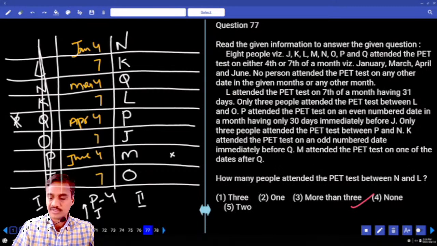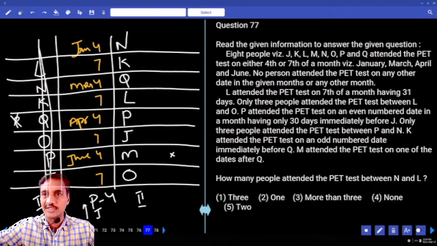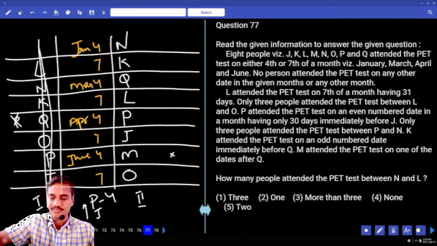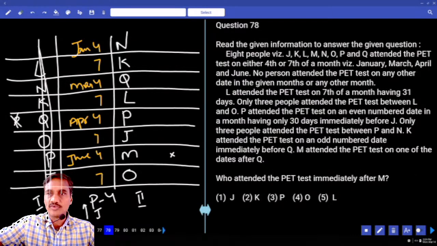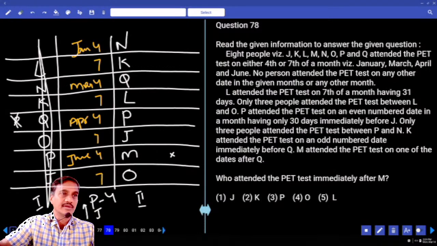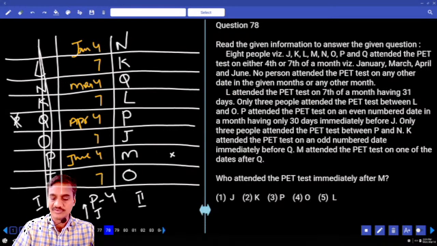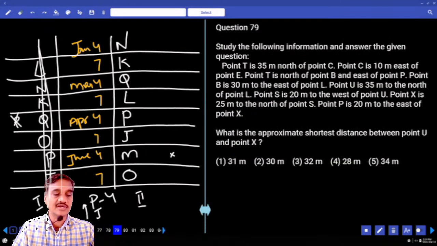And it's 77. Now, how many people attend the PET test between N and L? In between N and L, there are exactly 2 people, K and Q. 2, that is choice 5, question number 77. Then 78, who attends the PET test immediately after M? Immediately after M, who is that person? O, choice 4, question number 78. Done with this? This is about 74 to 78. Then 79 onwards.